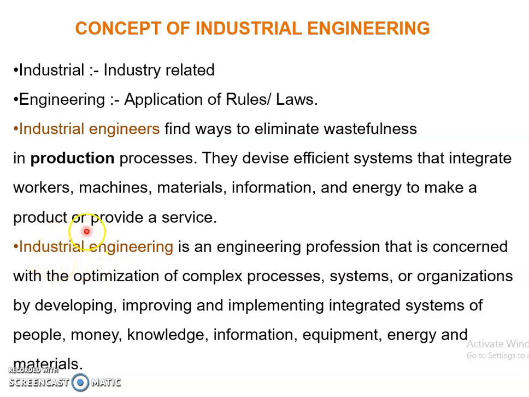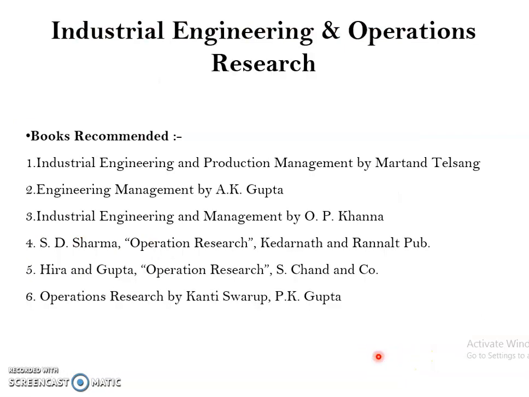An industrial engineer should have specialized knowledge and skills in the mathematical and physical sciences together so that he can apply these principles effectively. If you define industrial engineering, it is a profession that is concerned with the optimization of complex processes, systems or organizations by developing, improving and implementing integrated systems of various resources. Now let us move to the next slide.